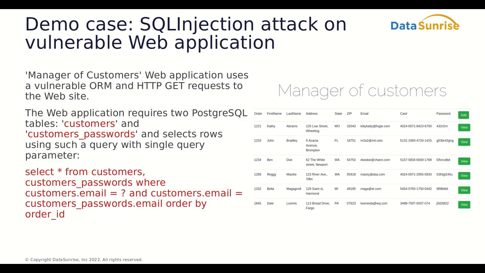I will use my demo web application that operates through DataSunrise proxy hostname and port number. But for the first time, for the sake of this demo, I will not enable any security rules in my DataSunrise instance. The demo web application is written in PHP. The application uses a vulnerable ORM and sends HTTP GET requests to the website. The website sends SQL queries to the database instance.